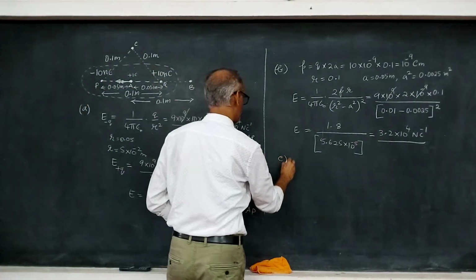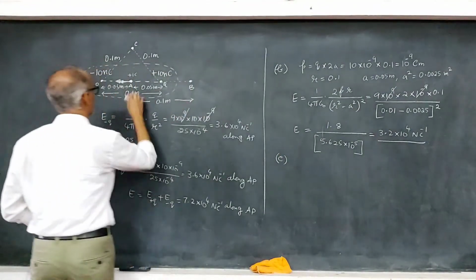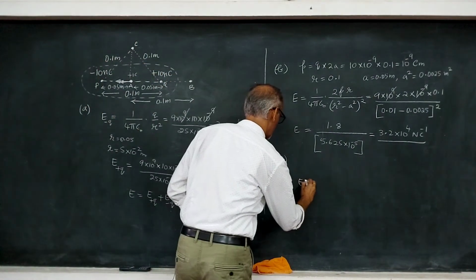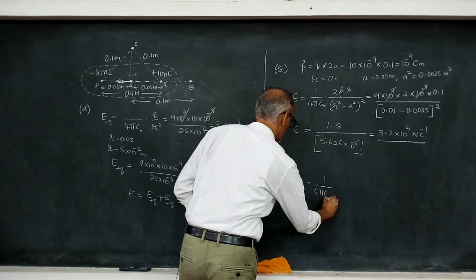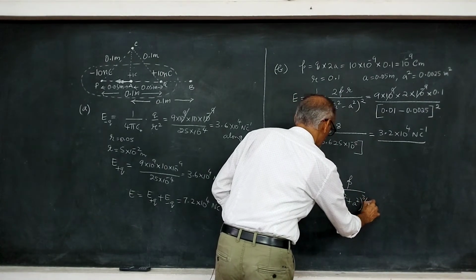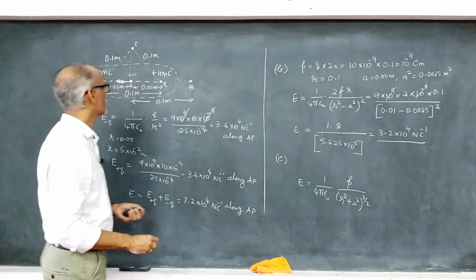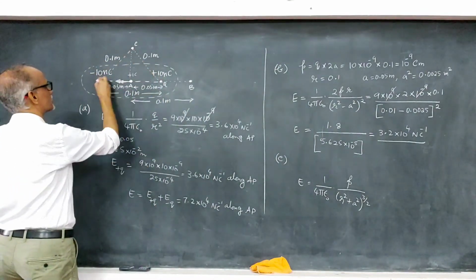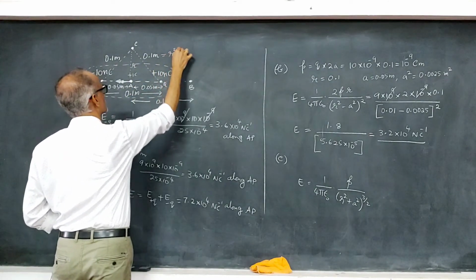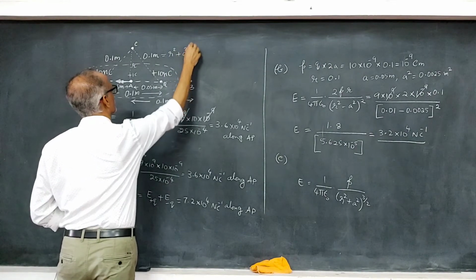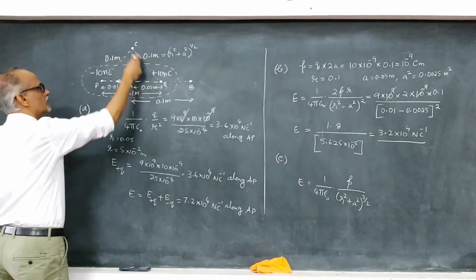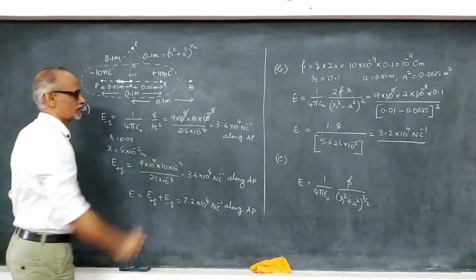We have one more option, which is option C, to find the field at a point on the equatorial line. So what is the formula for field at a point on the equatorial line? E is equal to 1 by 4 pi epsilon naught, P by (R square plus A square) to the power 3 by 2. Now if you see the diagram here, this is R, this is A. So this 0.1 is nothing but (R square plus A square) to the power half. That is according to the Pythagoras theorem. If this is R, if this is A, then this will be root of R square plus A square.